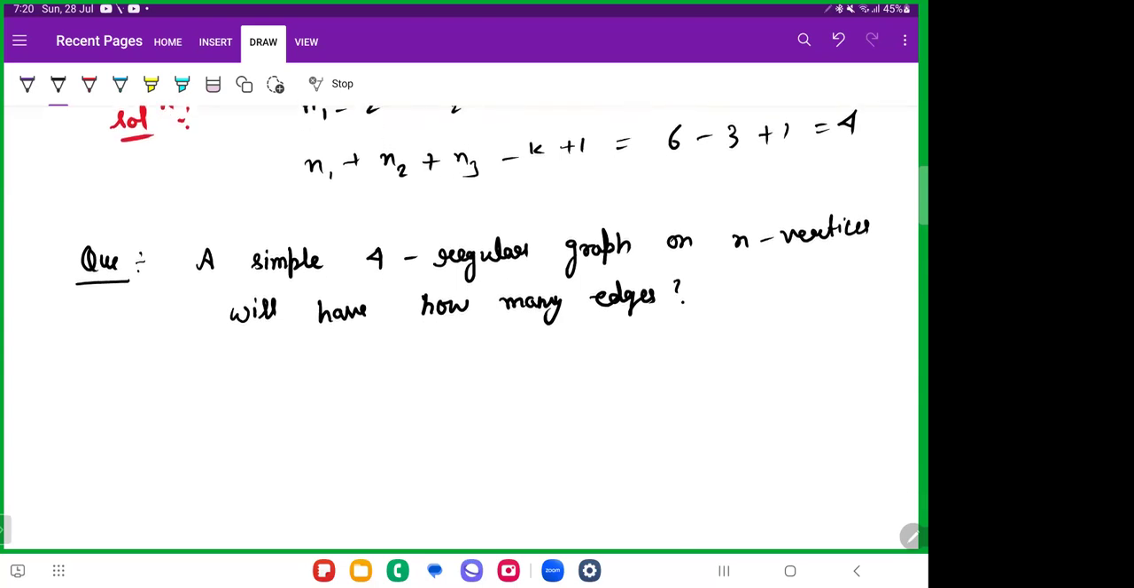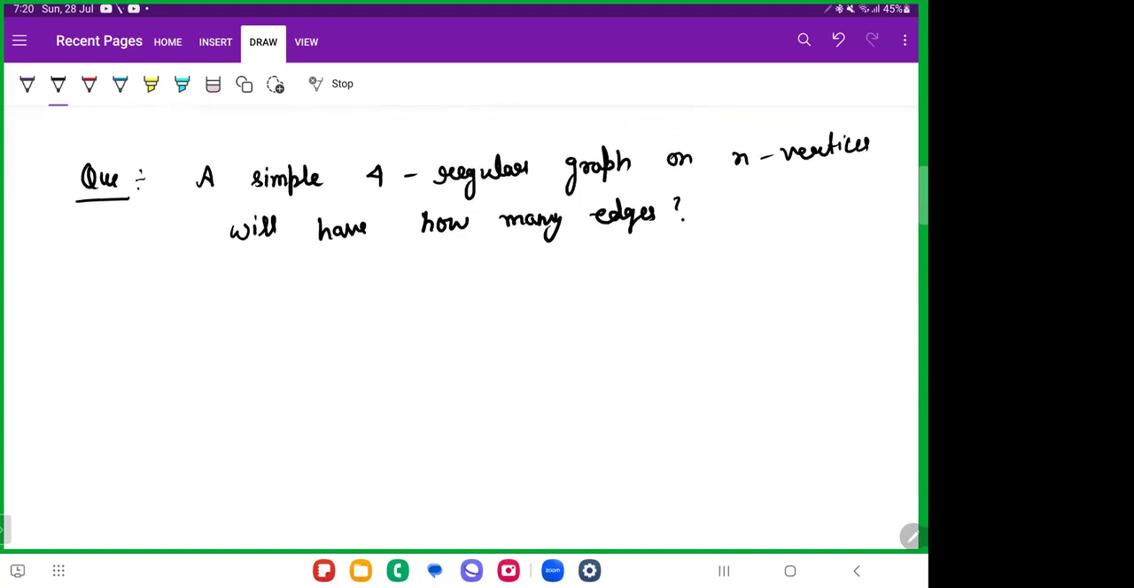Can you argue six edges? How six edges? I didn't put any restriction on vertices. For how many vertices are you saying six edges? For a four regular graph, we will have six edges for any number n of vertices.